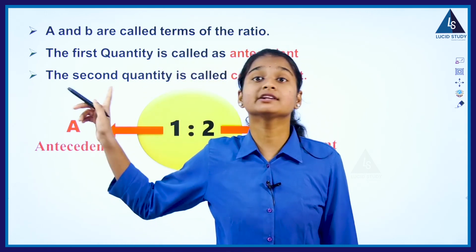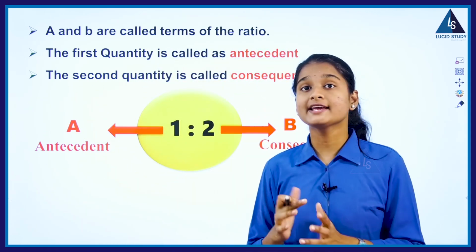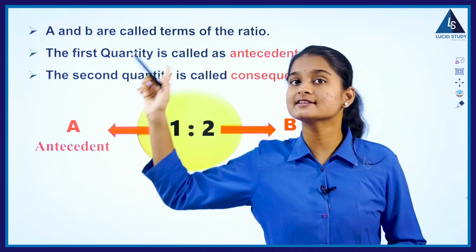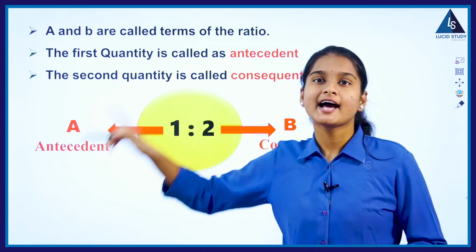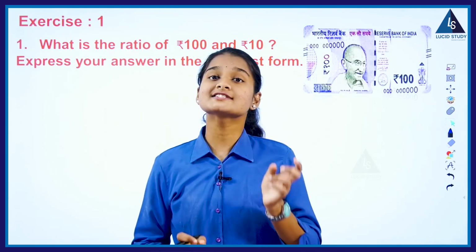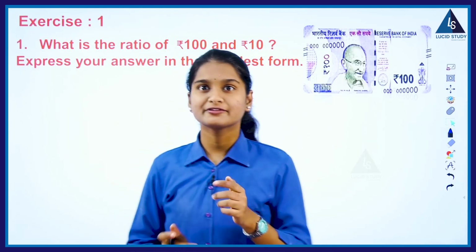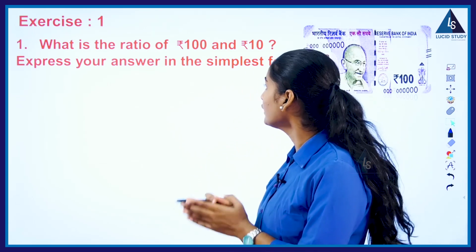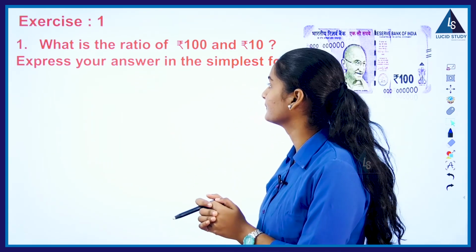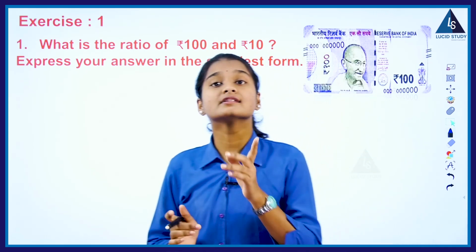A is nothing but the first quantity and B is nothing but the second quantity. Therefore, the first quantity is the antecedent and the second quantity is the consequent. Children, this is exercise 1. And the first question is, what is the ratio of ₹100 and ₹10? Express your answer in the simplest form.